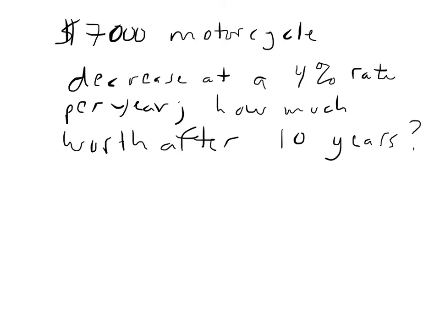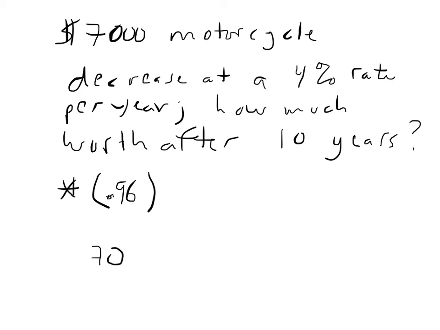So we have something decreasing at a constant percentage rate per year. Let's suppose I have a $7,000 motorcycle I've just bought, and I've been told it's going to decrease at 4% per year. I want to know how much my motorcycle is going to be worth after 10 years. Well, if I decrease at a 4% rate per year, that means I'm actually going to maintain 96% of my value. If I maintain 96% of my value, I would multiply by 0.96 to indicate a 4% decrease. After the first year, once I have that amount of money, 96% of what I started with, I'd multiply that again by 0.96 to get how much the motorcycle would be worth after the second year.